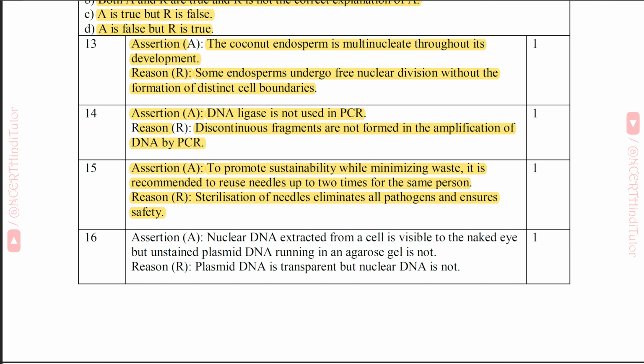Question 16. Assertion A. Nuclear DNA extracted from a cell is visible to the naked eye, but unstained plasmid DNA running in an agarose gel is not. Reason R. Plasmid DNA is transparent but nuclear DNA is not. Answer C. A is true but R is false.